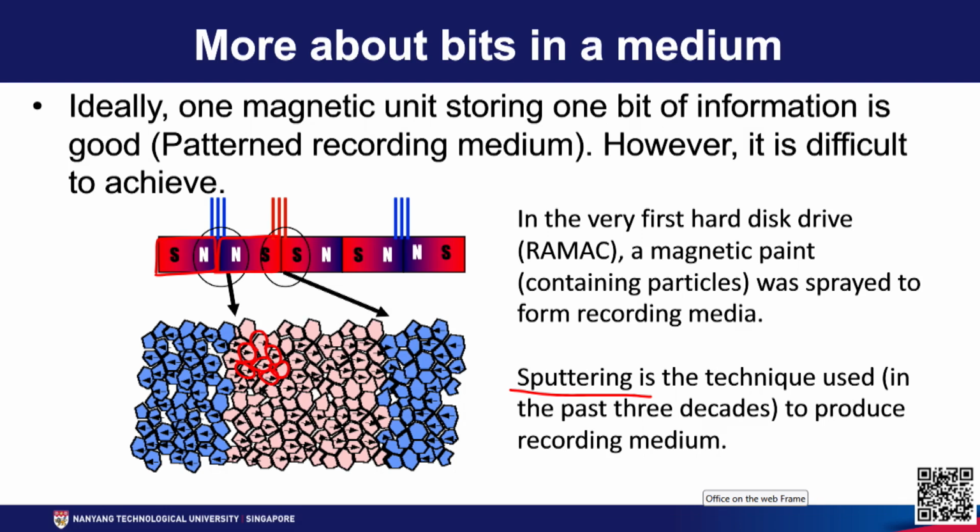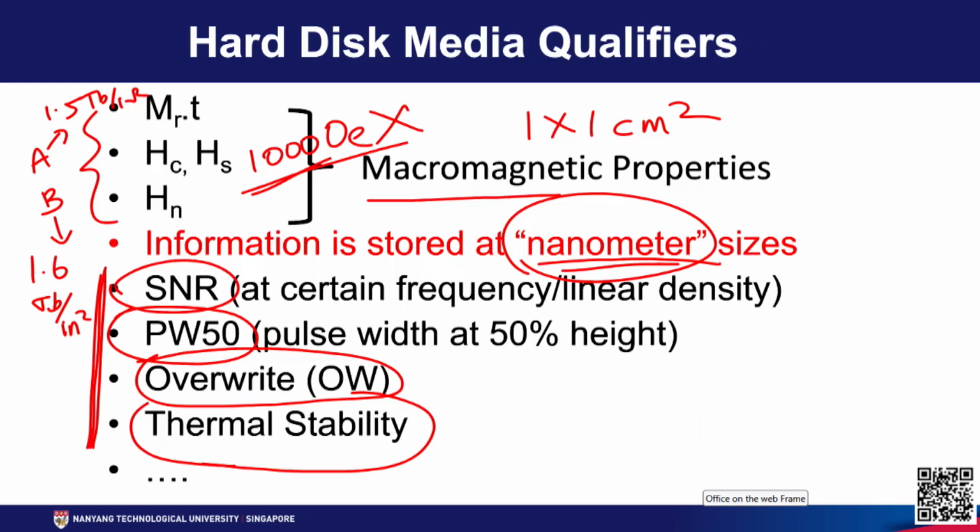So, instead of one magnet that I described so far, we are using a collection of grains to store one bit. Okay. So, the information is stored in many grains. That is why we have so many other things that we need to look at.